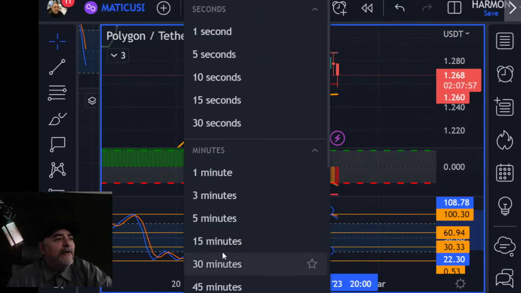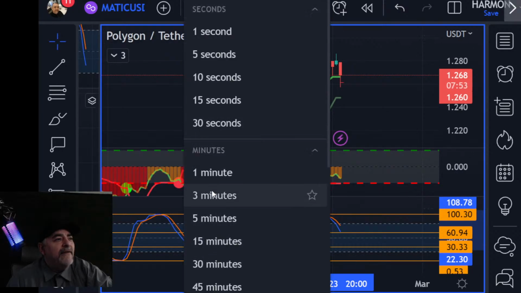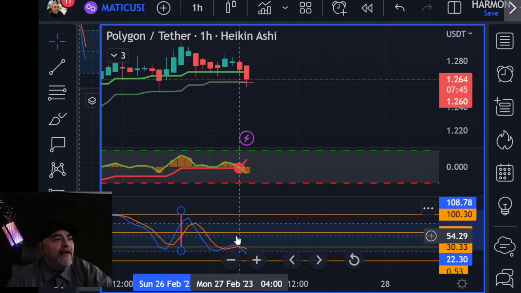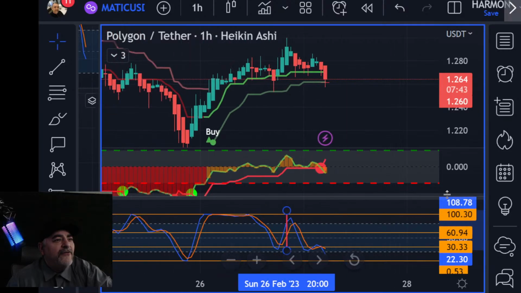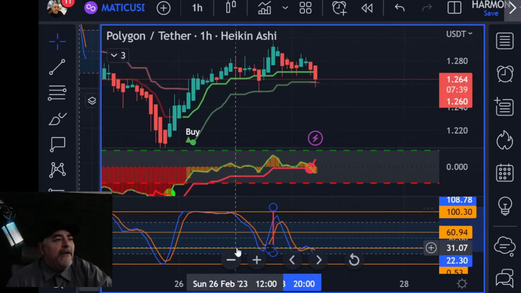All right, let's go to the 2 hour. 2 hour is bending. 1 hour is pushing up, and right there it's bent. That's the trade right there. That's the sell. So that's where we should have been getting in this trade right there. The 4 hour. Okay, there we go.